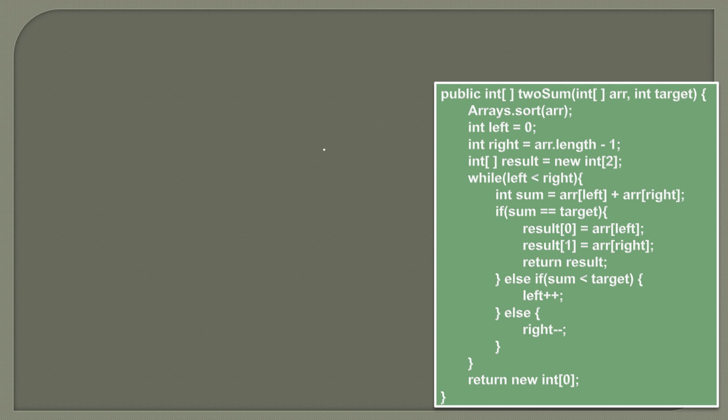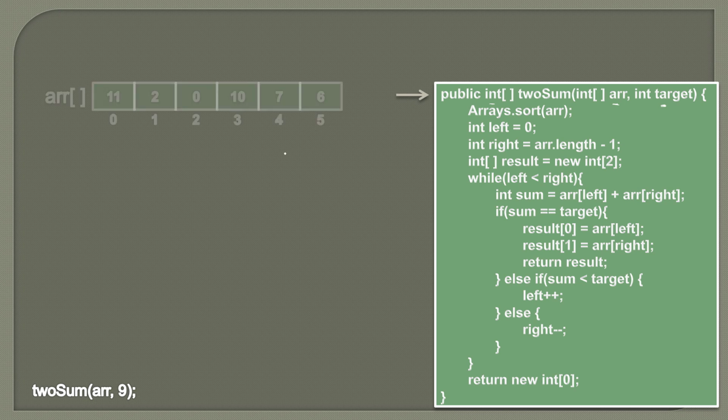So here's the algorithm which we will be using to find the pair of numbers which is equal to our target. So the method name is twoSum. It is taking in an array and a target and it is returning an integer array. So at the first step we call the twoSum method by passing in the array and the target, which is 9. So this method will start its execution.